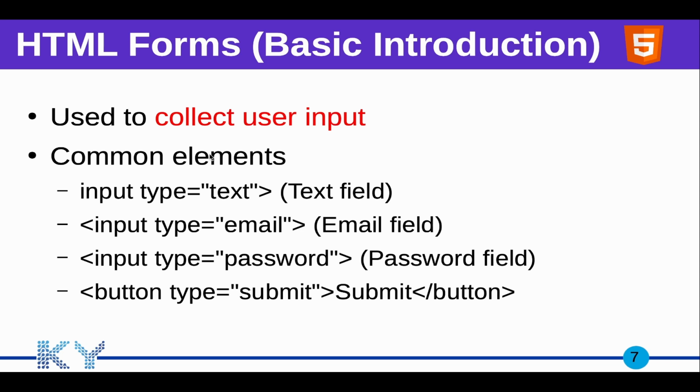So the common form elements we have are the inputs: the text input, the email input for your email address, and the password. Usually when you are inputting your password on a web page, it does not show what you are inputting. You just see a dot. So that's the password input. You see it briefly, and then it turns into a circle. We'll discuss that later on.